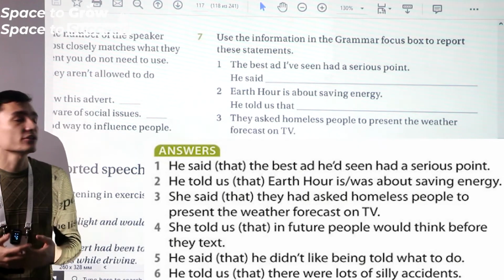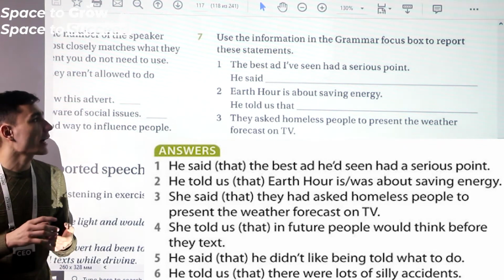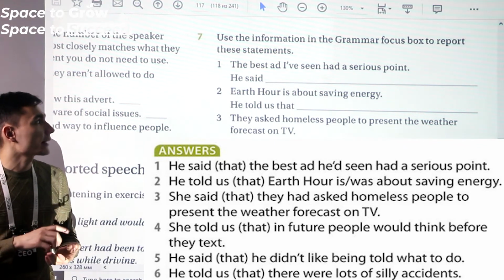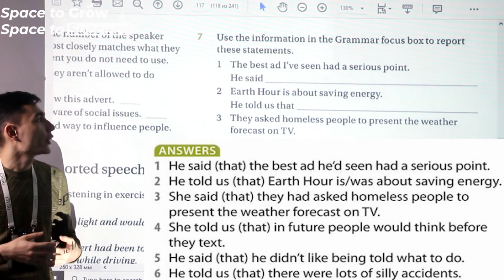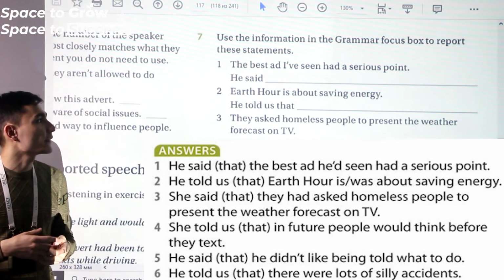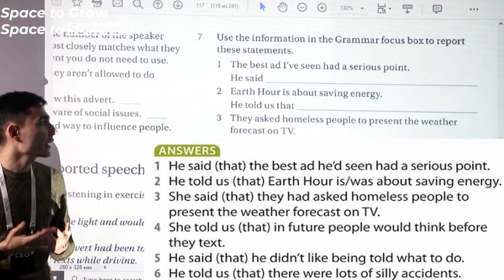And now if you have finished, let's check the answers. 1. The best ad I have seen had a serious point. He said the best ad he had seen had a serious point. 2. Earth's hour is about saving energy. He told us that Earth's hour was about saving energy.